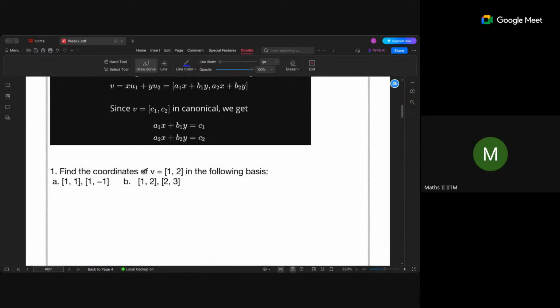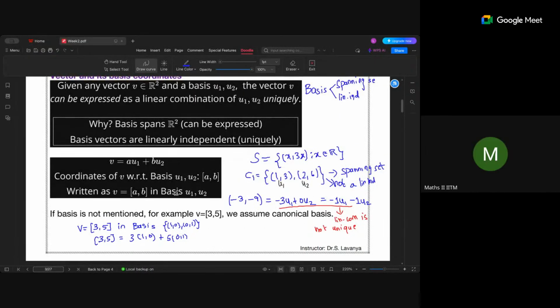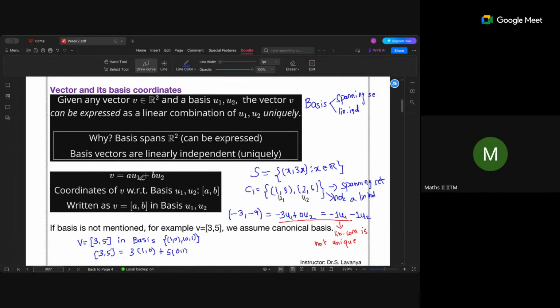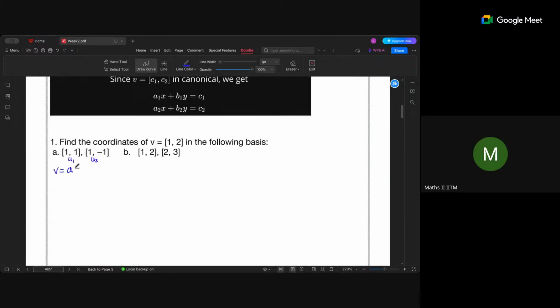So for example, let us say find the coordinates of v equal to (1, 2) in the following basis: (1, 1) and (1, -1). How will you find it? Here v is equal to a times u1 plus b times u2. What is the definition of coordinates? If v is a u1 plus b u2, then a and b are the coordinates. So we have to find a and b satisfying this condition, right?